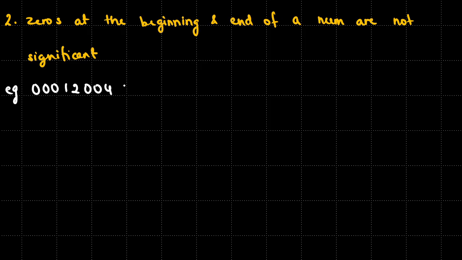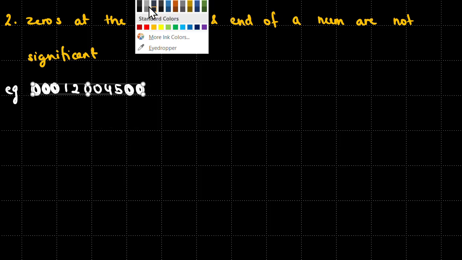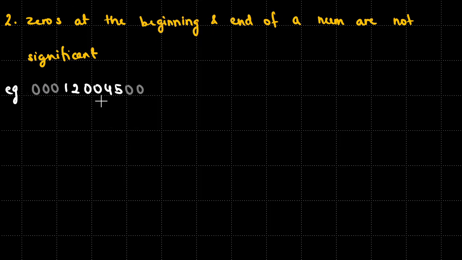Let's take an example, let's say 0001 2004 500. Look at the zeros in the beginning and the end, so ignore them. We are going to ignore these zeros and these zeros, so let me take them to gray color. Now let's look at the terms. There are 1, 2, 3, 4, 5, 6, which means there are 6 significant figures.